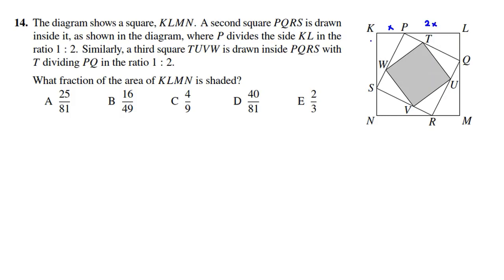And similarly, a third square PUVW is drawn inside PQRS with T dividing PQ in the ratio 1 to 2. So it is Y, it is 2Y. What fraction of the area of KLMN is shaded?